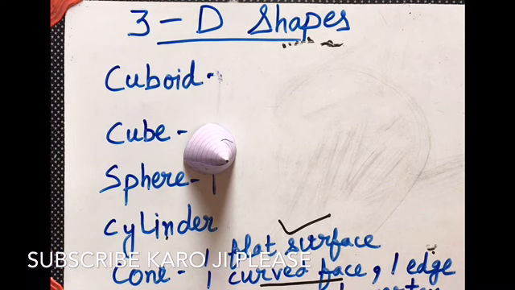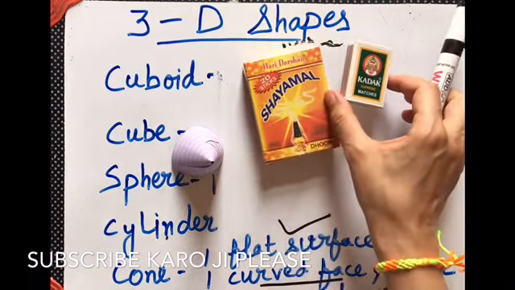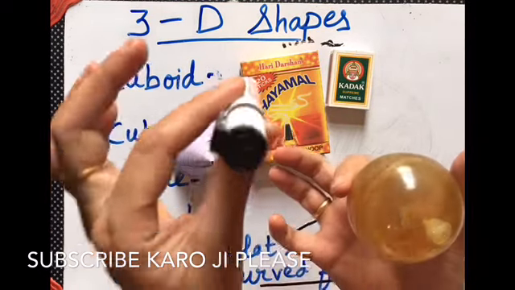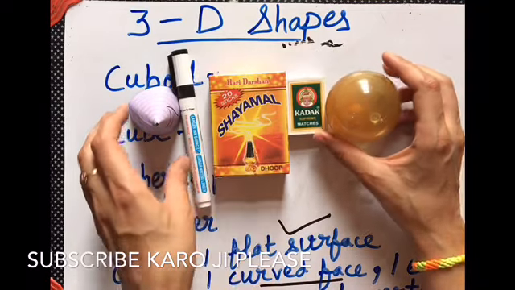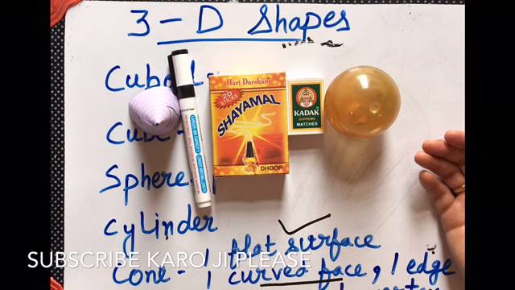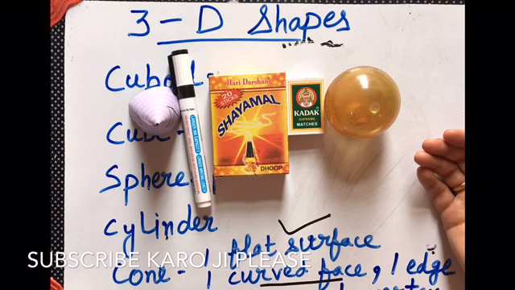So we have already seen the different examples. This is cube or cuboid, this is sphere, this is cylinder, and this is cone. So you can collect all these things from your home and do the activity related to 3D shapes. This is all about your chapter on geometry.